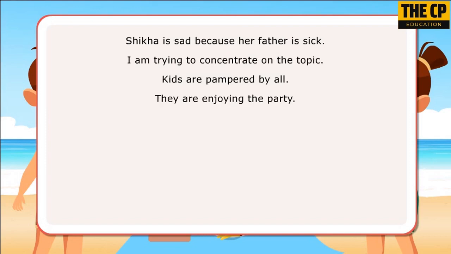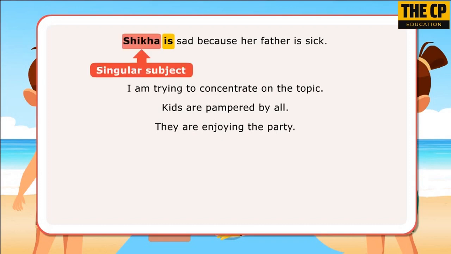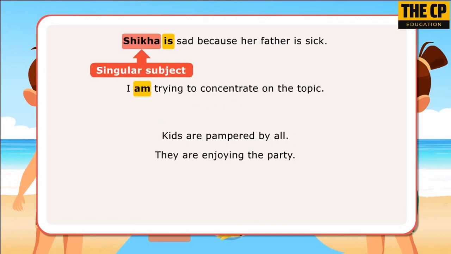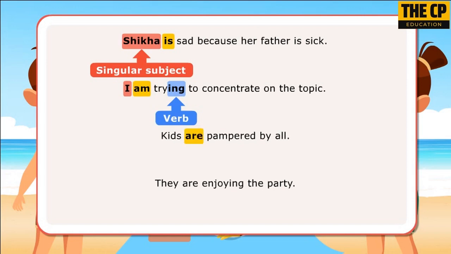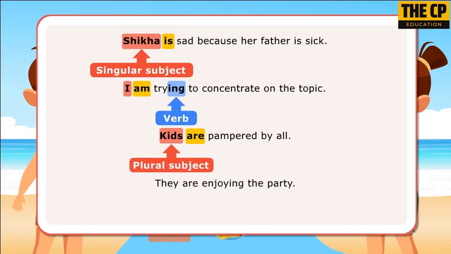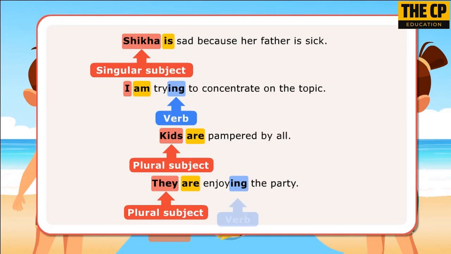They are enjoying the party. In the first sentence, is has been used after singular subject to describe something. In the next sentence, am has been used after I and with ing verb to form present continuous tense. In the third sentence, are has been used after plural subject and with past participle to show passive voice. In the last sentence, are has been used after plural subject and with ing verb to form present continuous tense.